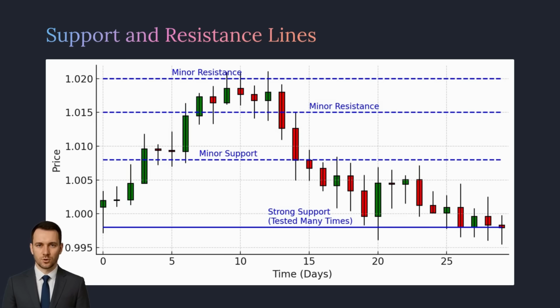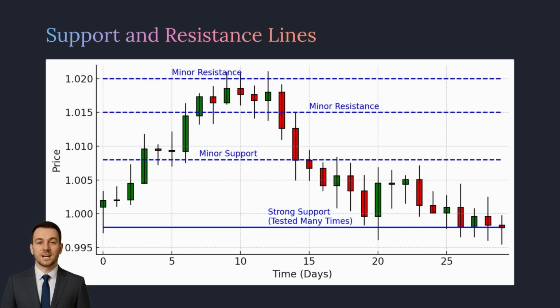Note: along with horizontal support-resistance, traders also draw trend lines, which are like sloping support or resistance lines along an uptrend or downtrend. For instance, connecting successive higher lows in an uptrend gives you an ascending trend line that can act as support. A break of a long-held trend line can signal a trend change.